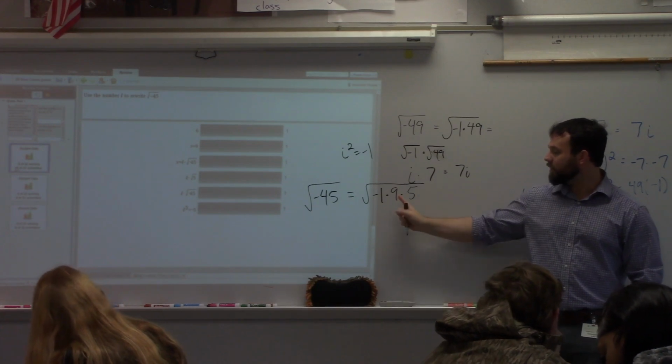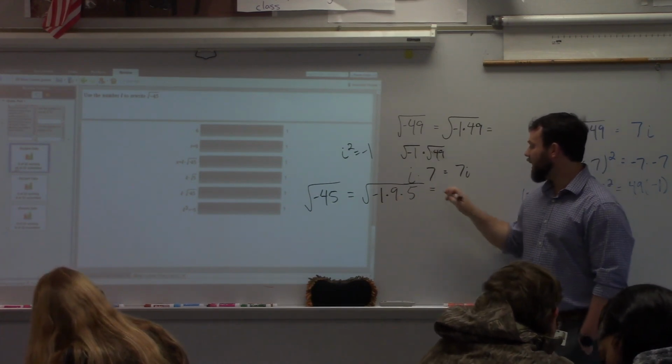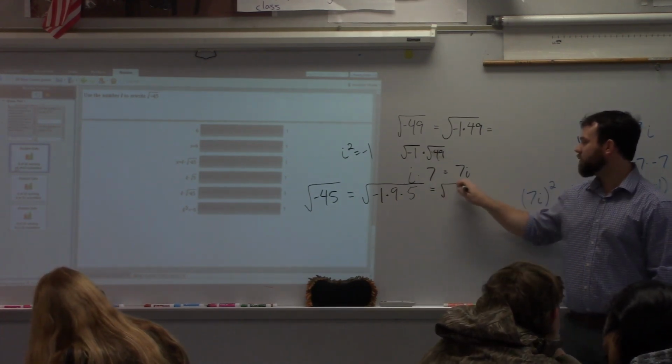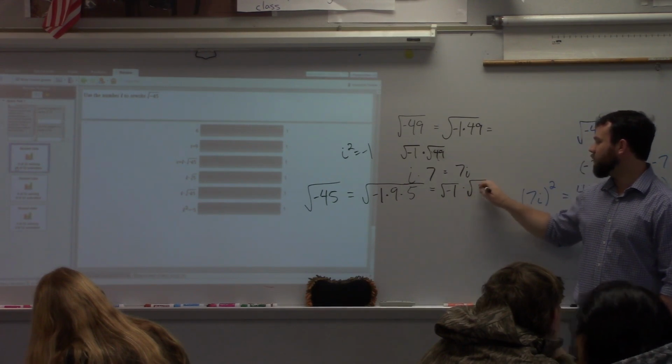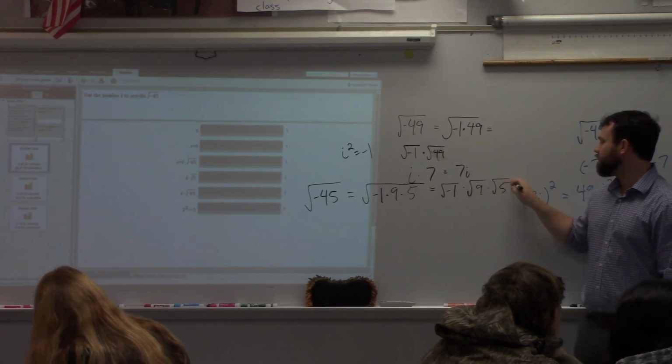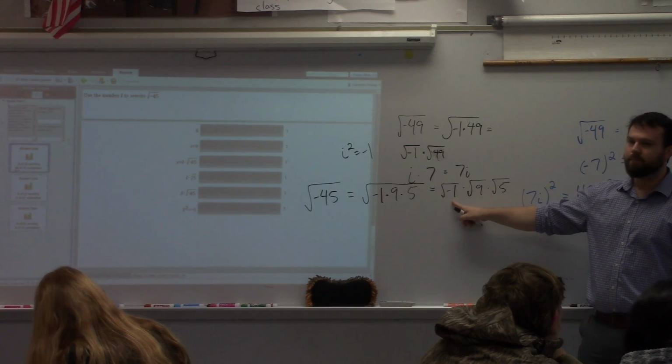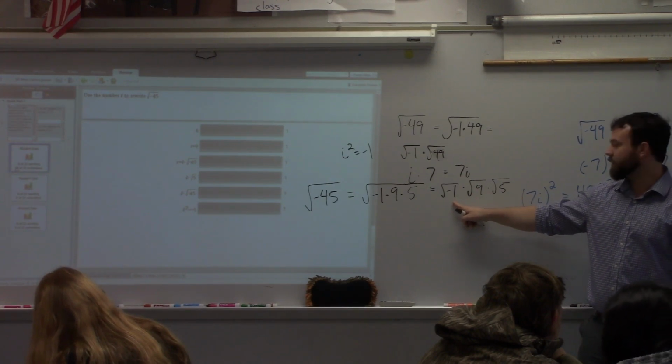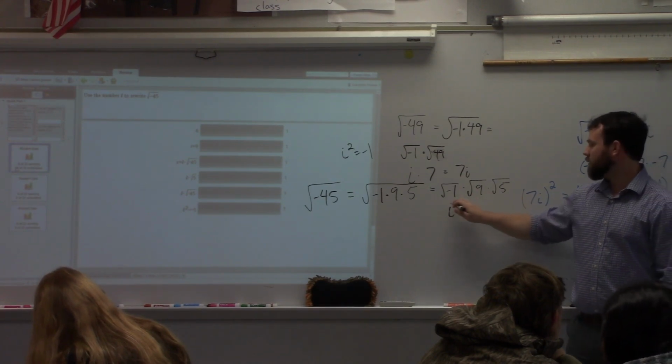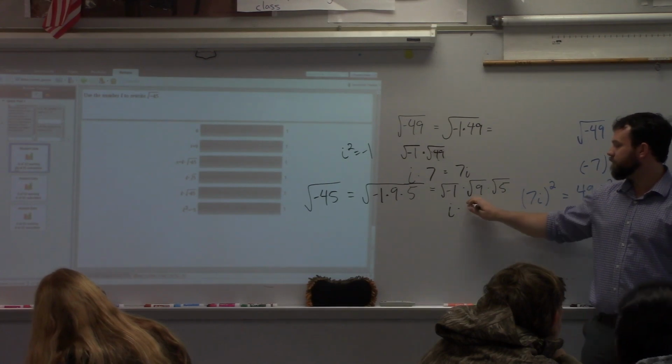And I did that because I want a perfect square. This is how you simplify square roots. Square root of negative 1 times the square root of 9 times the square root of 5. Square root of negative 1: i, every time. Square root of 9.